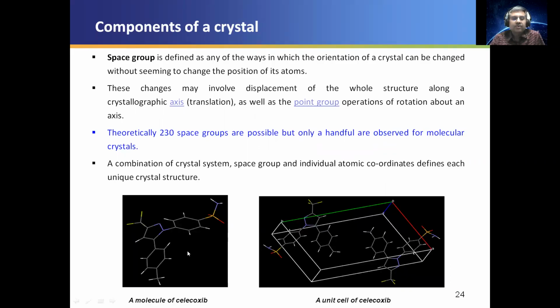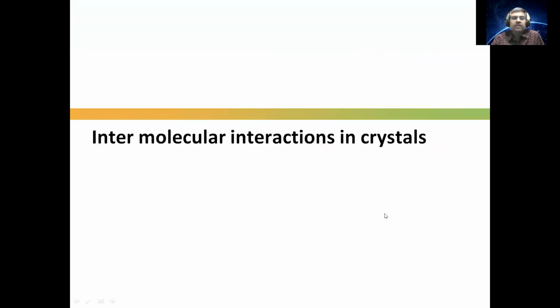This is a molecule of celecoxib that has been shown, and this is a unit cell of celecoxib. You can see there are two molecules in one unit cell of celecoxib. This is the a axis, this is the b axis, and this blue colored one is the c axis. We are going to stop here for this particular class.